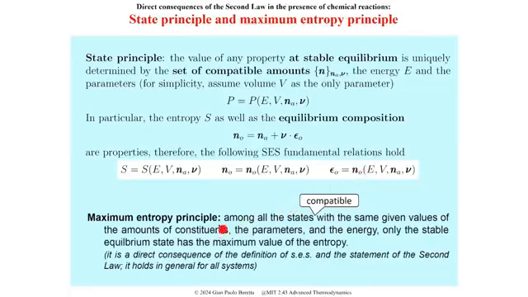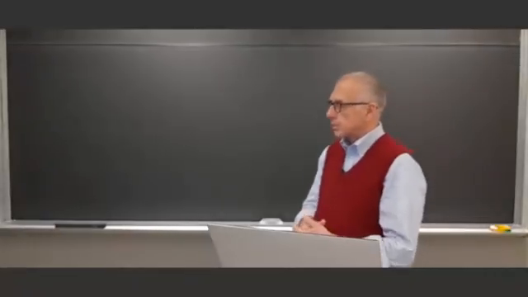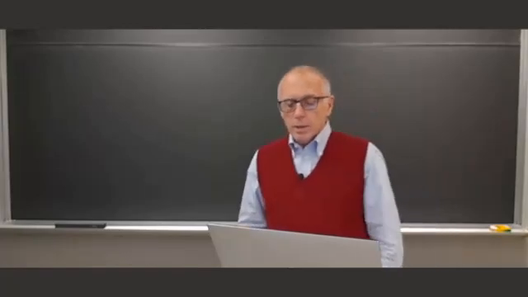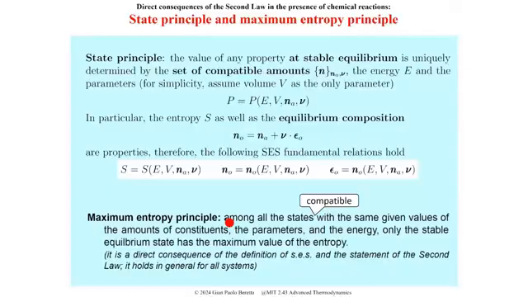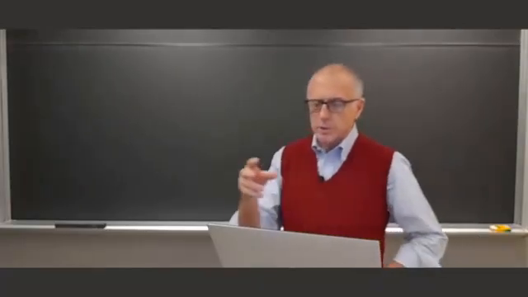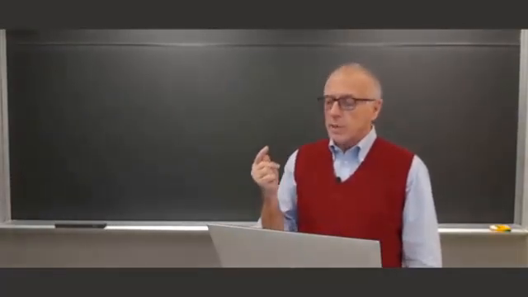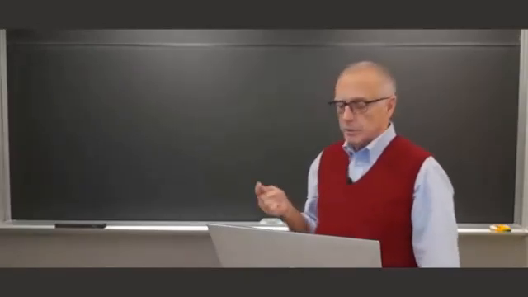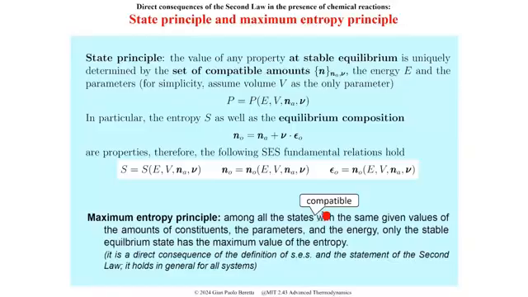Okay. The maximum entropy principle then says that among all the states, and here in the slide I didn't write it explicitly, so now we should go back and correct, states compatible with given initial amounts of constituents, parameters, and energy. So among all these states, and there are many, the stable equilibrium state is the one with the maximum entropy. And we shall use this condition of maximum entropy in a moment to determine what the equilibrium composition is.